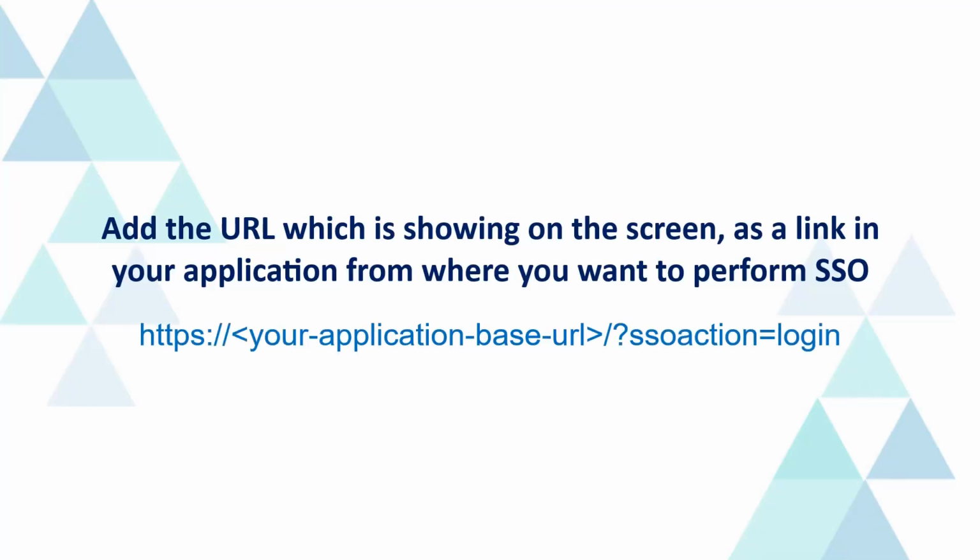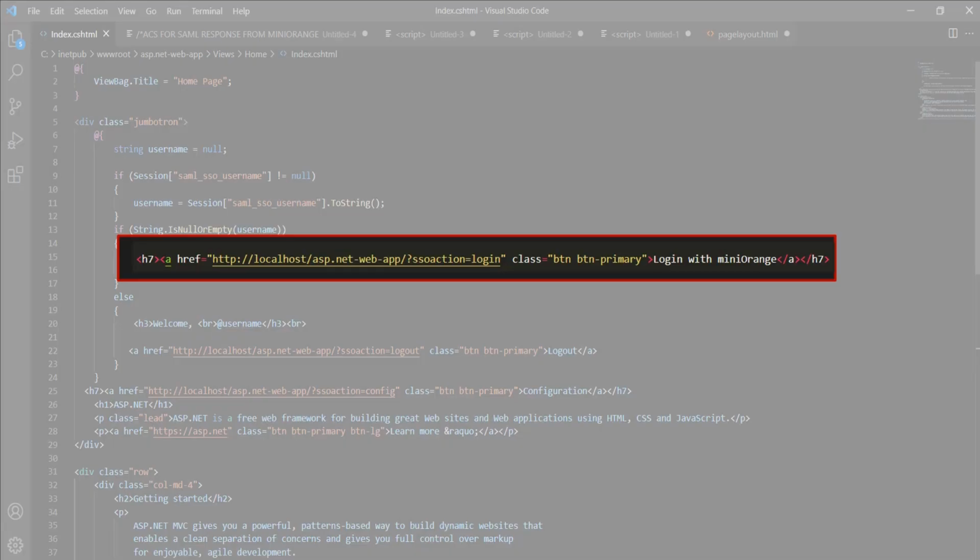Now, we will perform the SSO. For that, add the URL which is showing on the screen as a link in your application from where you want to perform SSO. As an example, I have used the SSO link as a button in my code. Let's see how it works.